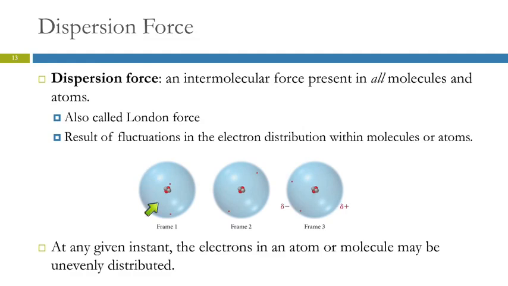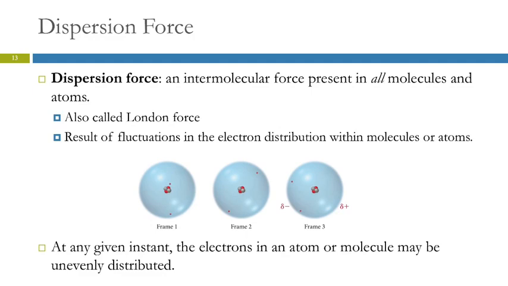So you take a picture here, and they're kind of on opposite sides. Frame 2, they're really opposite of each other. Frame 3, now they both happen to be on this side of the atom. Can that happen? Sure it can. When that happens, then we have a distribution of charge that's not symmetrical. We've got all the negative charges over here and the positive charges over there. So that makes the atom lopsided.